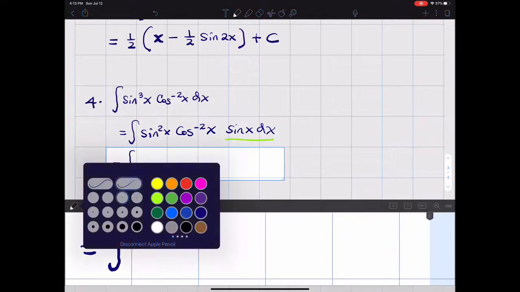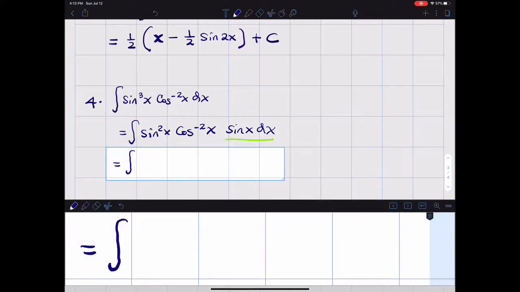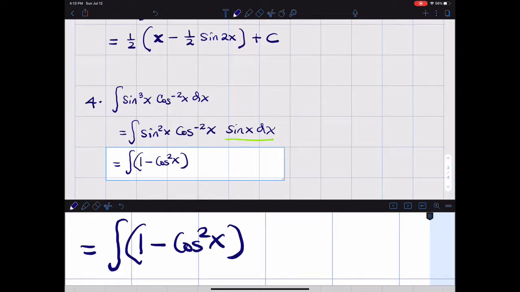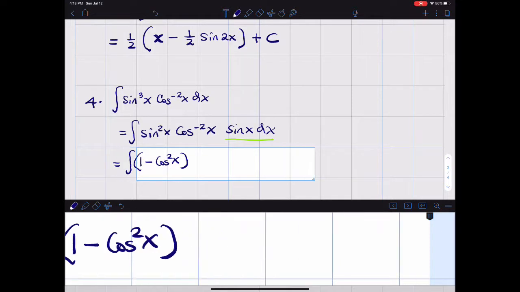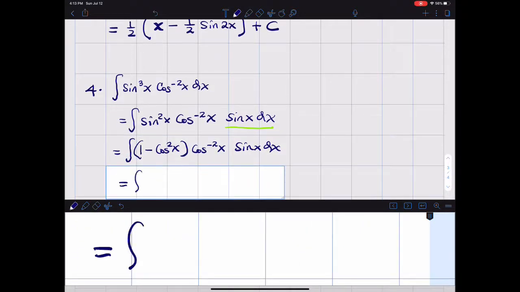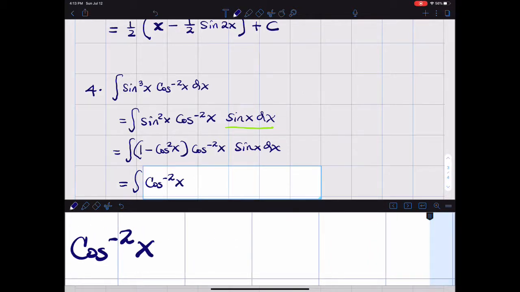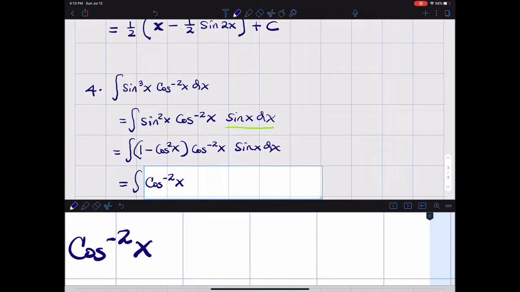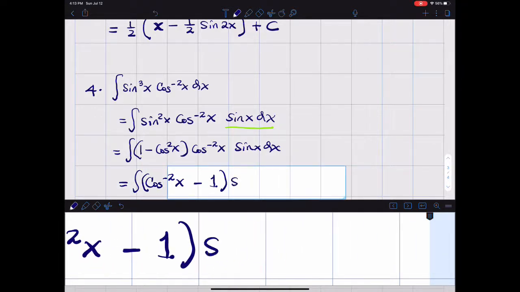If you rewrite everything in terms of cosine, sine squared x is 1 minus cosine squared x, times cosine to the power of negative 2 x, and then you have your sine x dx. So this becomes the integral of cosine to the power of negative 2 x, and then cosine squared x times cosine to the power of negative 2 x becomes just negative 1. And then you still have your sine x dx.